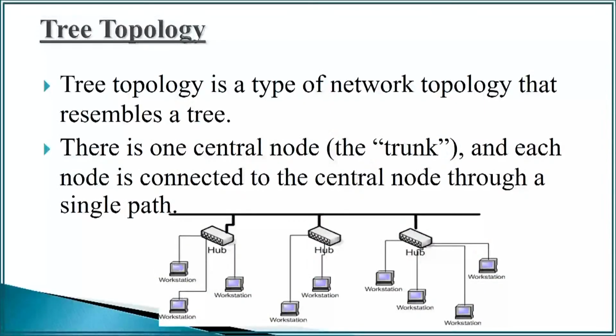Last is tree topology. In tree topology, the systems are connected in the form of a tree. The tree topology is a type of network topology that resembles a tree. There is one central node called the trunk, and each node is connected to the central node through a single path. So we can see it is a combination of star and bus topology. For a single bus we have different hubs. To a single hub there are multiple systems connected, to another hub there are multiple systems connected, and the hubs are connected on a single cable like bus topology.